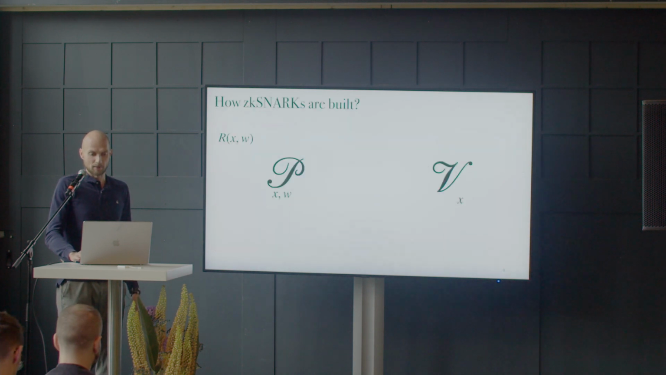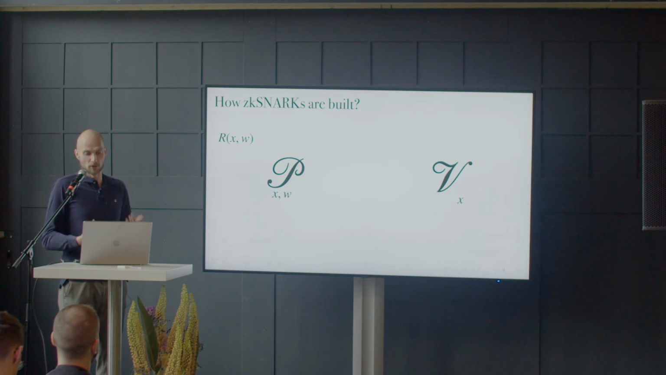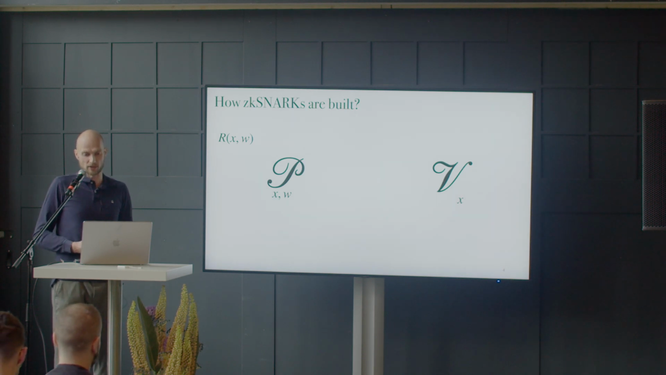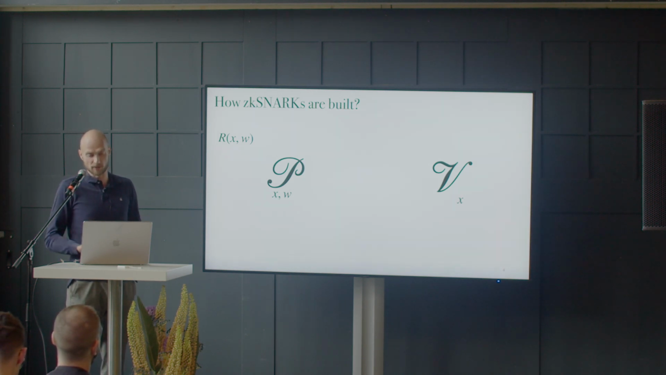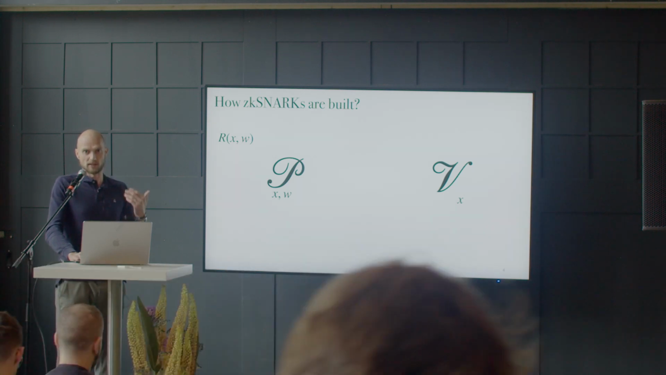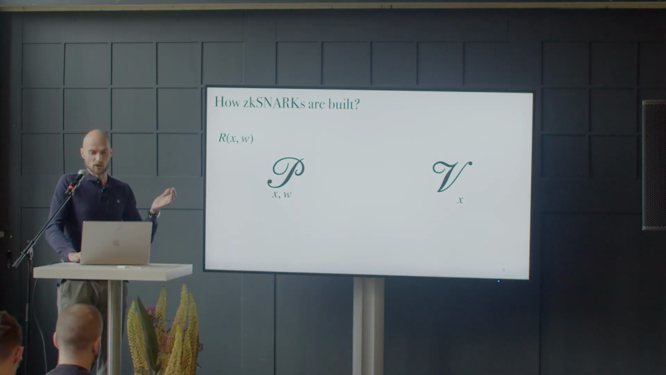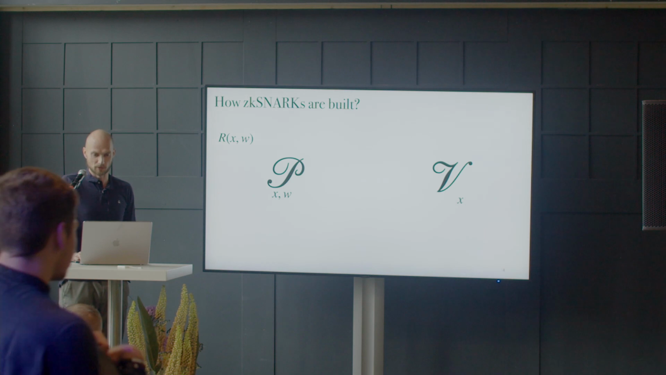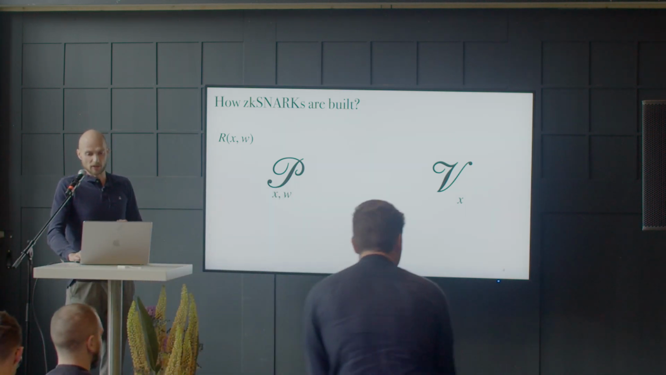Okay, so how are zkSNARKs built? As usual, we have a prover and a verifier and some relation. The prover wants to convince the verifier that for some x, it knows a witness w such that they are in this predefined relation. To that end, I'm going to present an idealized model, which is not very efficient, but from this idealized model, we know how to compile things to an efficient zkSNARK.